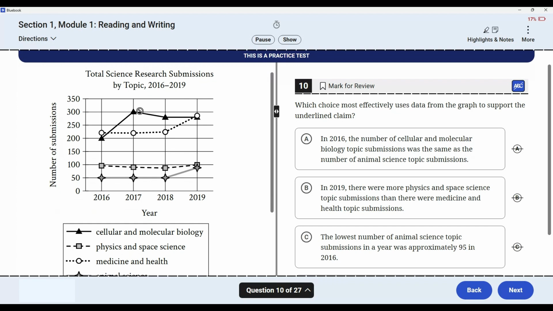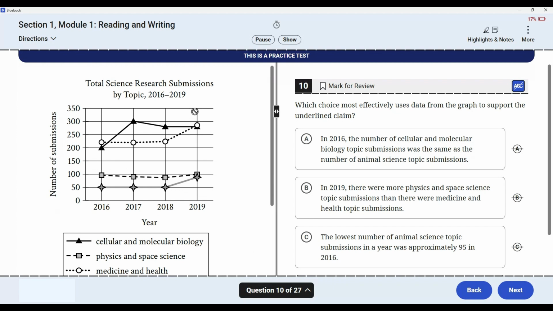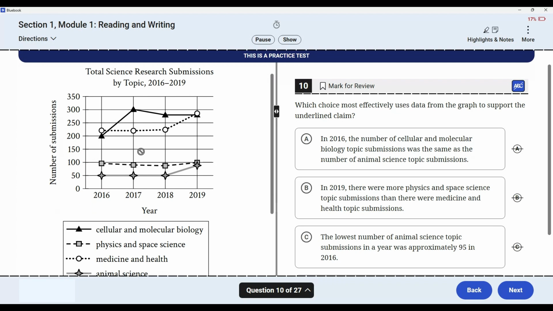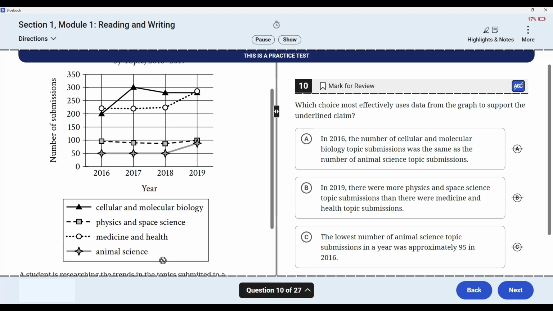So first thing that you should look at is the title. It says total science research submissions by topic, 2016 through 2019. So immediately I'm going to be wondering, okay, what topics? I'm going to be expecting to see a key somewhere on this graph that's telling me what those topics are. And in fact, when you go down here, you can see that topic 1 is cellular and molecular biology. Topic 2 is physics and space science. Topic 3 is medicine and health. And topic 4 is animal science.